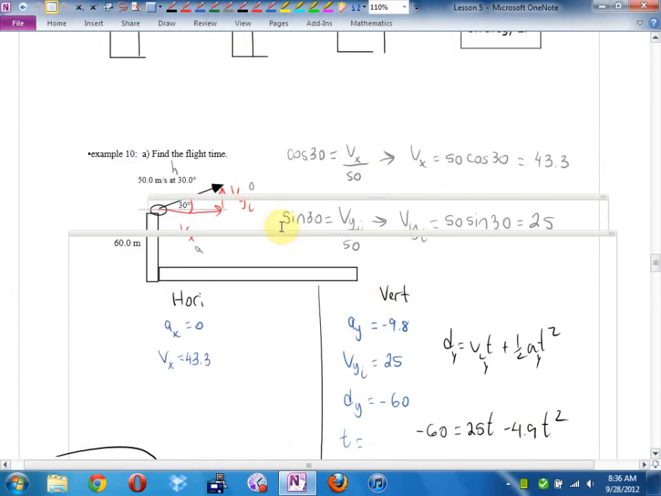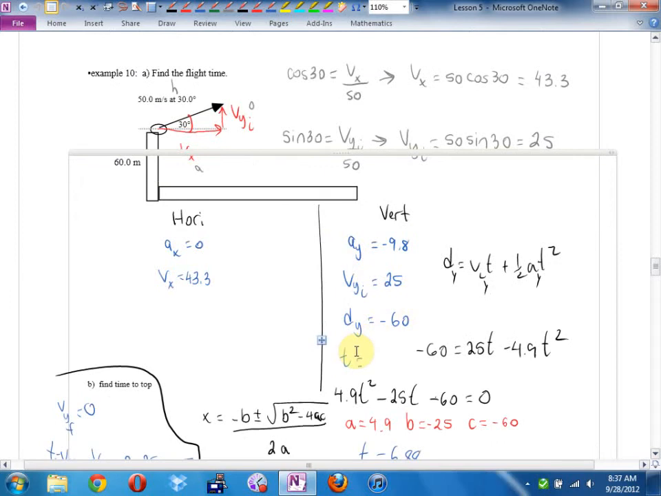There is a second way that you could do this. Instead of finding t first, find v final. Could you find v final from this column right here? You know A, you know VI, you know D. Is there an equation that has A, VI, D, and VF in it? There is. It's VF squared equals VI squared plus 2AD.